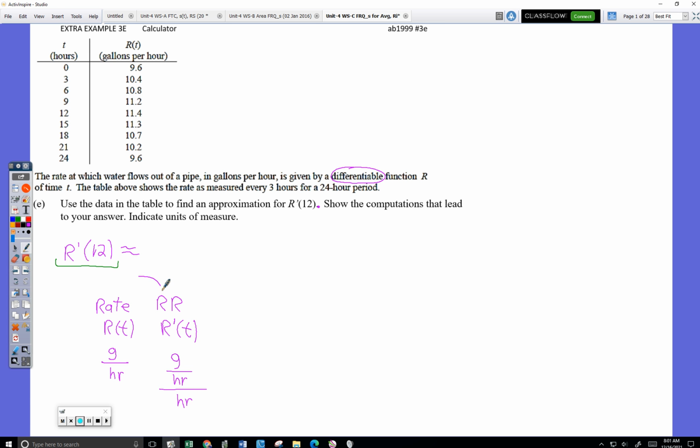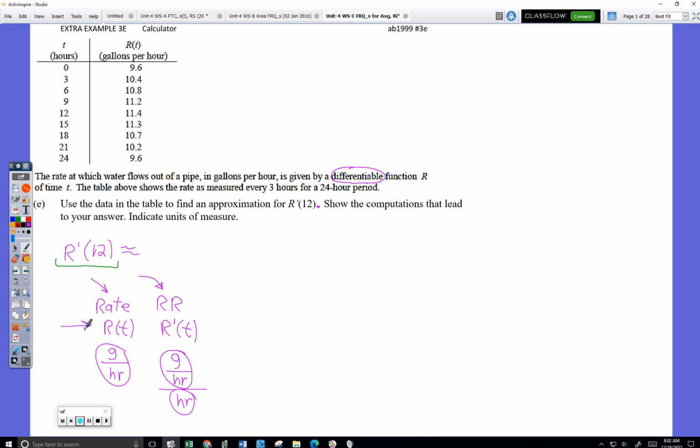This tells us how fast this is changing. So it's telling you that the gallons per hour, right here, the gallons per hour, are going to change by some amount every hour. That's what R prime means. You need me to say it again, or differently. Okay, we're supposed to approximate R prime of 12. The way we approximate R prime of 12 is we simply want to calculate how fast R is changing.